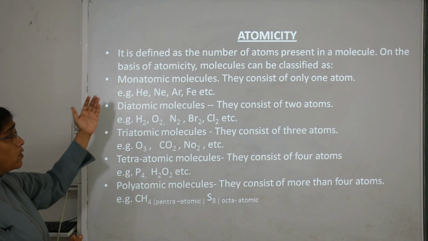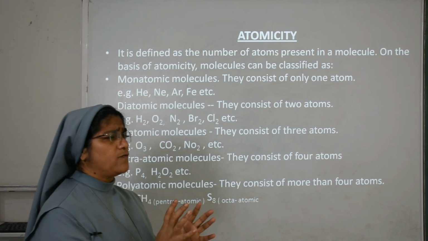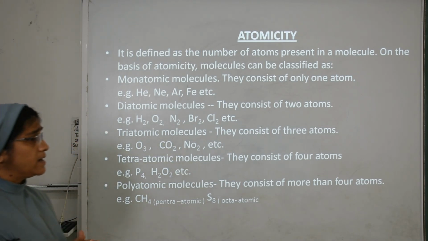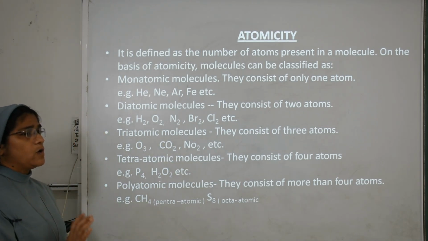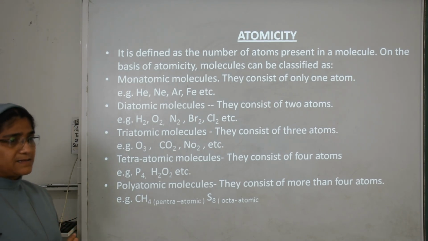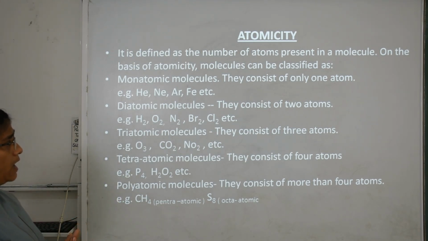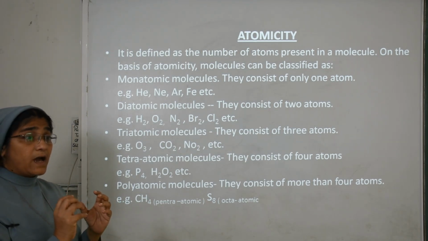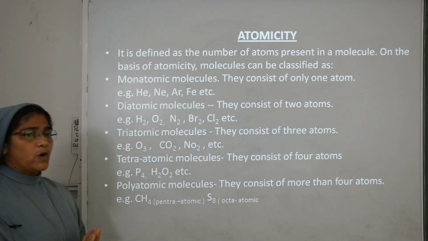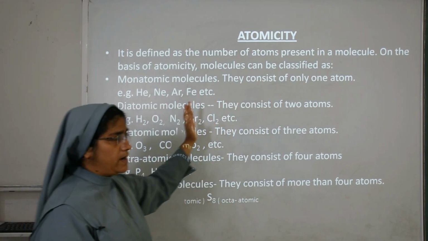Now the monoatomic molecule. A monoatomic molecule is made up of only one atom. Already I said that noble gases are monoatomic molecules, because helium, neon, and argon are made up of only one atom. So that is called a monoatomic molecule.